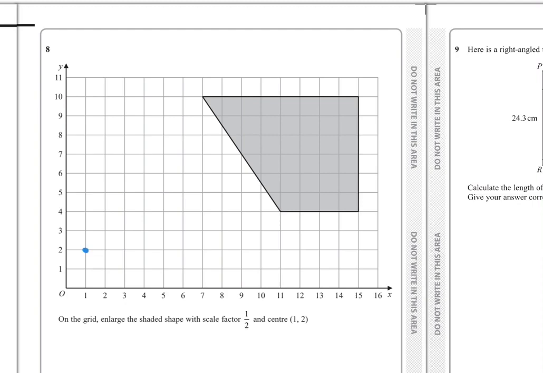To reach this point from the center, move 10 units to the right and 2 up. So now the image will be 5 to the right and 1 up to the point 6 and 3.